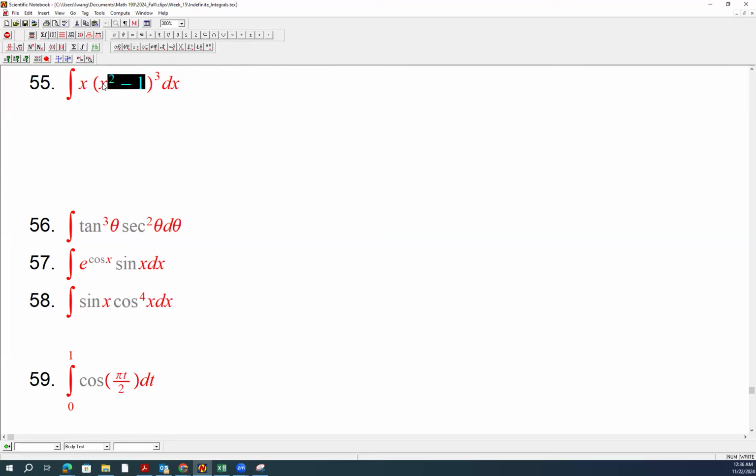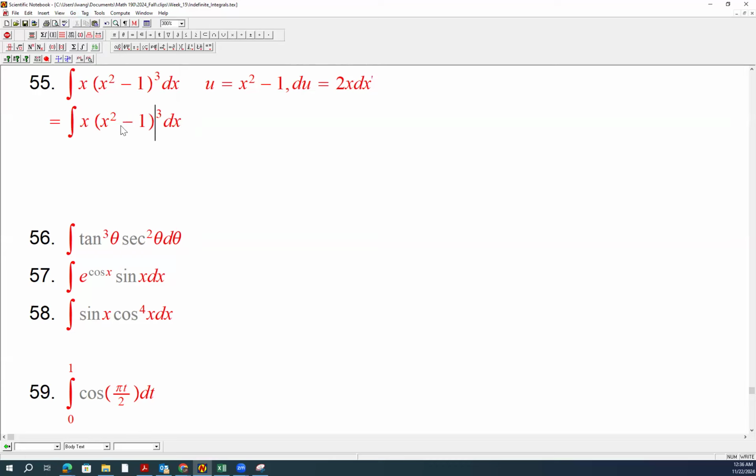My u is going to be x squared minus 1, so du equals 2x dx. In my substitution, this is going to be u to the power 3 times x dx. Did you see that? That's half of du, so I'm getting a 1/2.